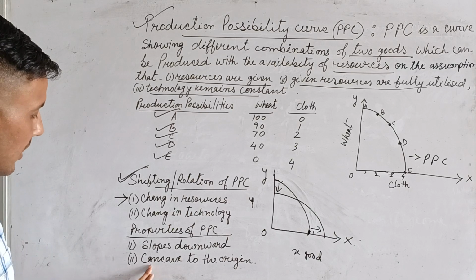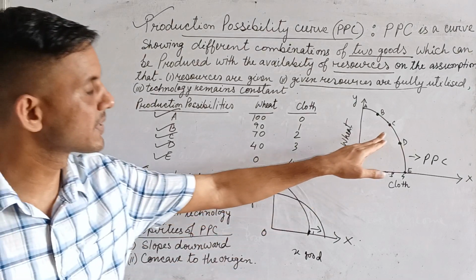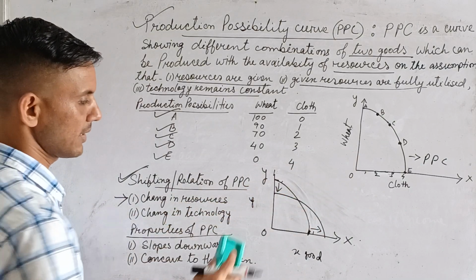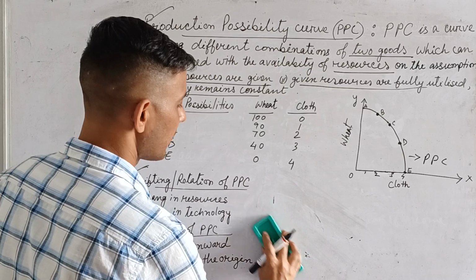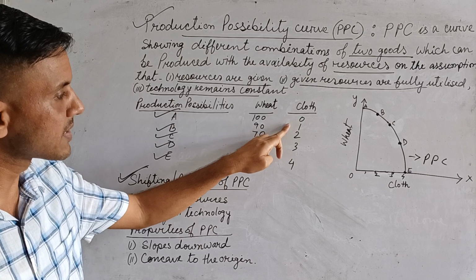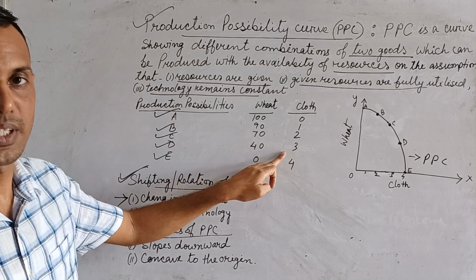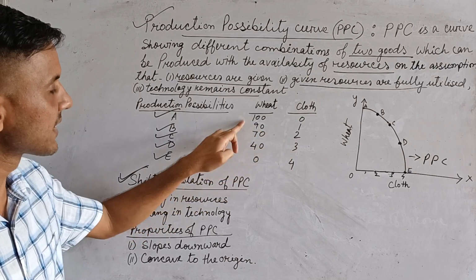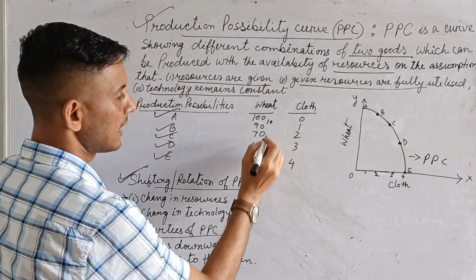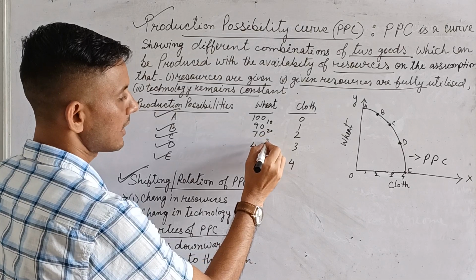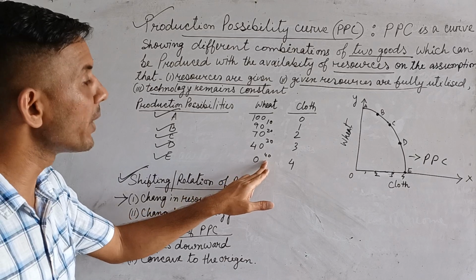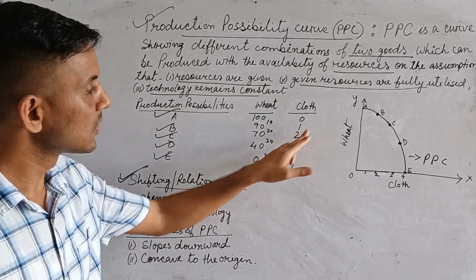Clear? Then the concave to the origin. So it means this curve is concave to the origin. Why concave to the origin? So now you see why. When you want to increase the production of cloths, it's increased by just 1. It's increased by 1. But if you see, this is decreased by 10 here, 20 here, 30 here, 40 here. So it means you have to sacrifice more than you gain.